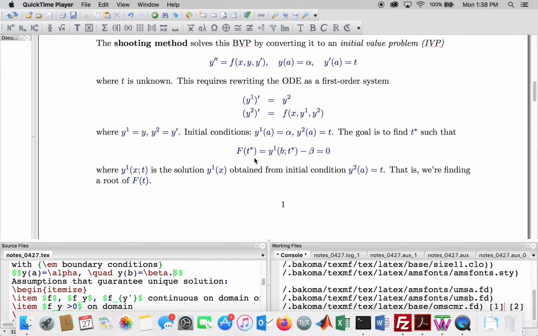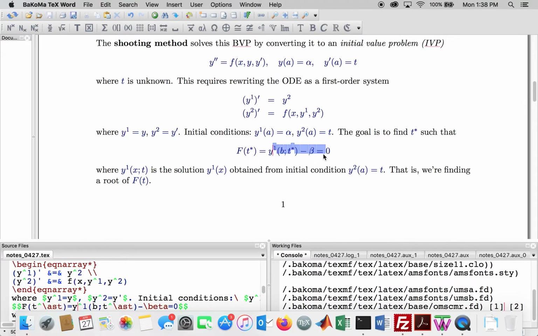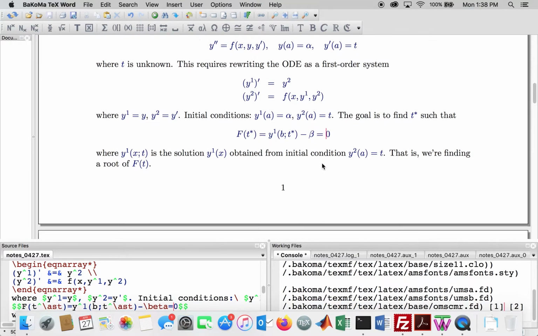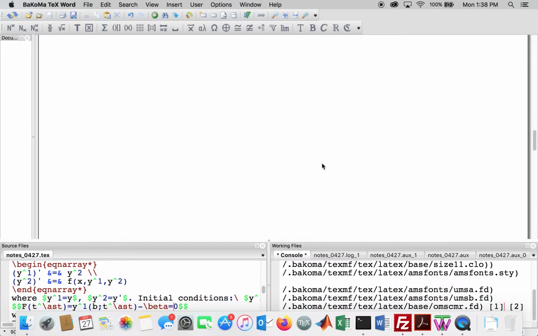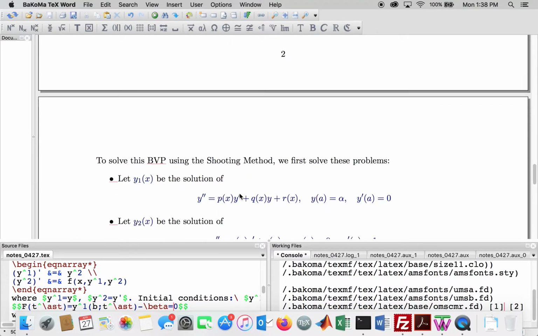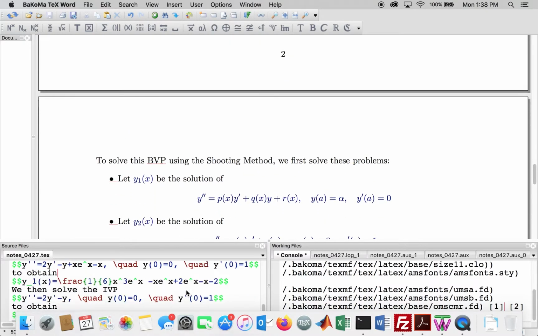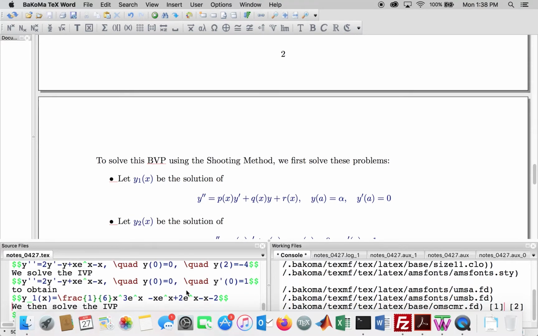So basically, we're trying to find the value of t that satisfies this equation. So it's a root finding problem. Now, in the case of a linear equation, I'm not sure why it made a new page for some reason where it's not needed. Let me put all that back onto one page.